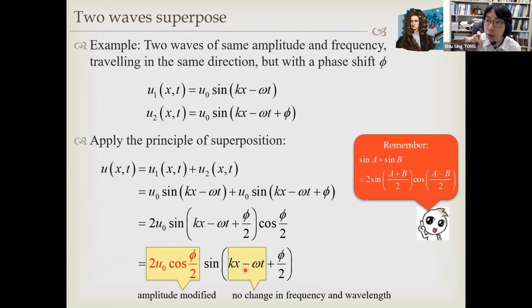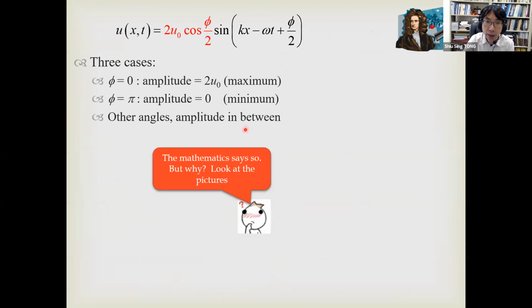So the superposition of the two waves results in a new wave with the same frequency and the same wavelength. The only difference is that there's a phase and the amplitude is modified. The amplitude has changed because the two waves superpose. Now let's see how the amplitude changes. The amplitude actually depends on the angle.